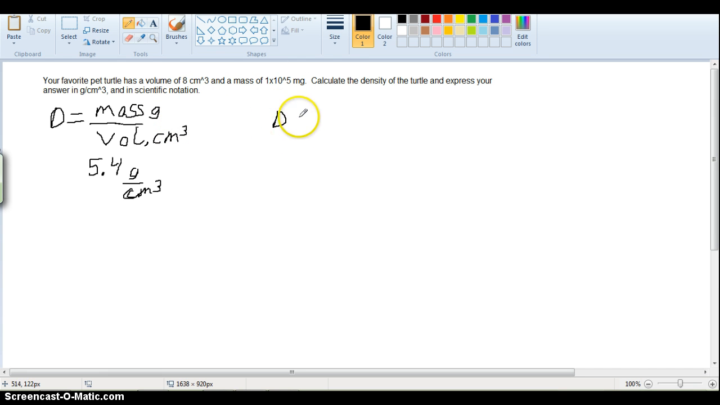So density is going to equal our mass, which is 1 times 10 to the 5th over our volume, which is 8 centimeters cubed, and then here we have milligrams.